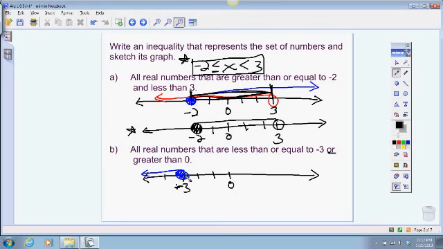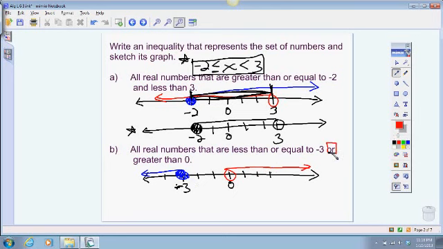Or we're talking about the values greater than 0. Here's 0, and all the values greater than 0, that's going to go to the right. 1, 2, 3, 4, and so on and so forth. So we're actually talking about all the values to the right of 0. Now notice in this case our graph doesn't overlap.